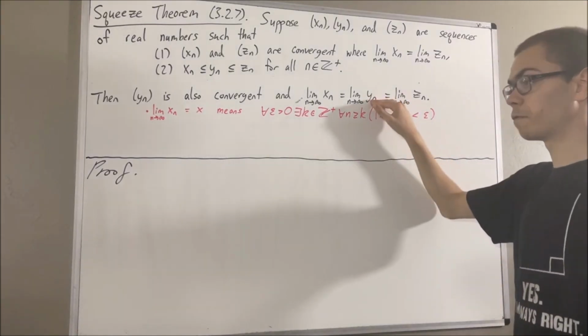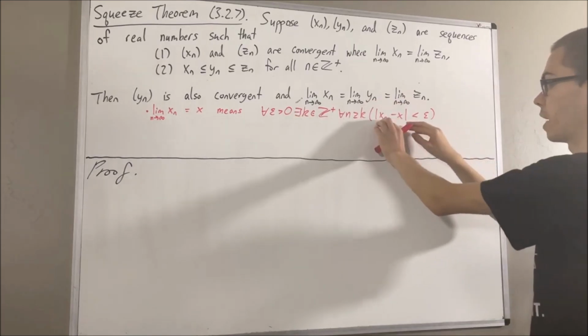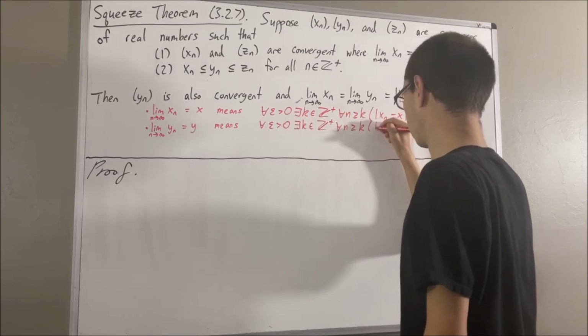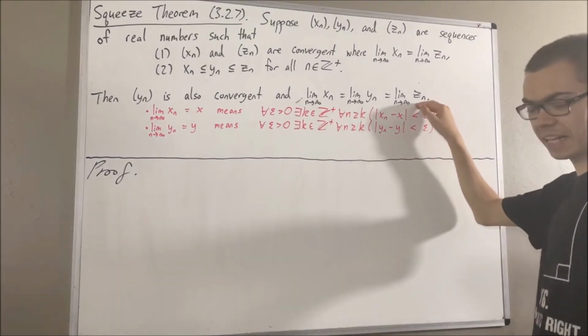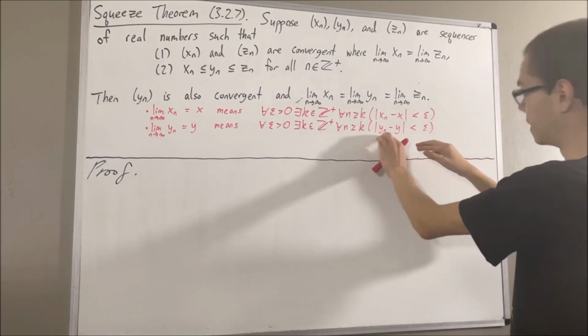To say that yn converges to y means the same thing as this, it's just instead we have yn and y. And to say that zn converges to z means the same thing as this, it's just instead we have zn and z.